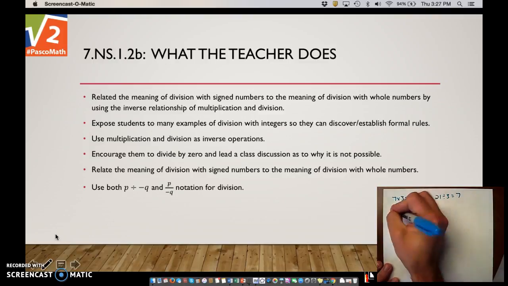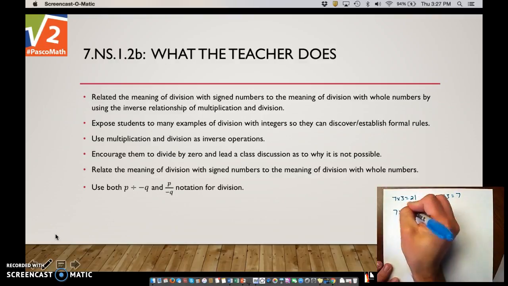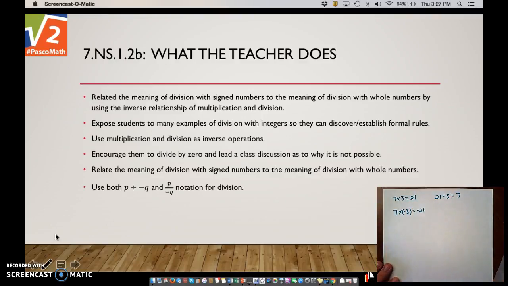If we look at 7 times negative 3 equals negative 21, we're taking whole numbers and extending to integers. We know that negative 21 divided by negative 3 gives us positive 7. So we just want to make that connection for students. We also want to expose students to many examples of division with integers, so they can discover and establish the formal rules. Again, that comes from the students. Use multiplication and division as inverse operations, so we're paying this forward to our EE standards when we start to solve equations, talking about inverse operations, multiplication and division.